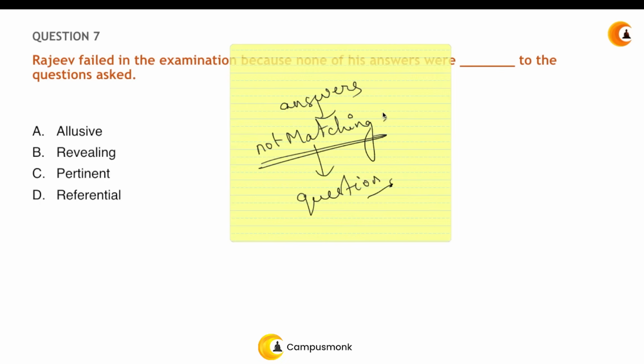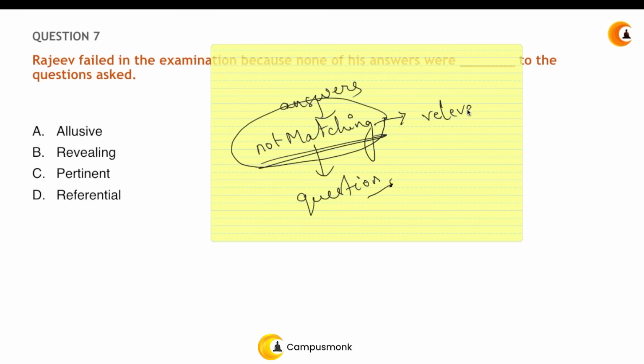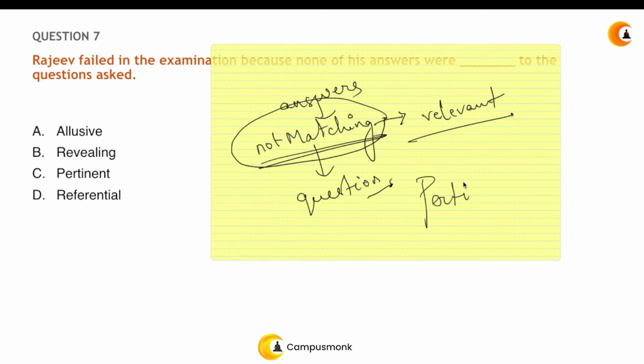So I have to find a word which says that it wasn't matching. Now, not matching means the answers weren't relevant, right? Something like that. Okay? So, elusive, no. Revealing, no. Referential, no. It didn't refer to something, right? Then what is remaining? Pertinent, right? The word pertinent generally means relevant. Okay?